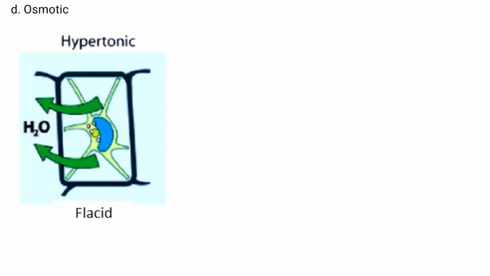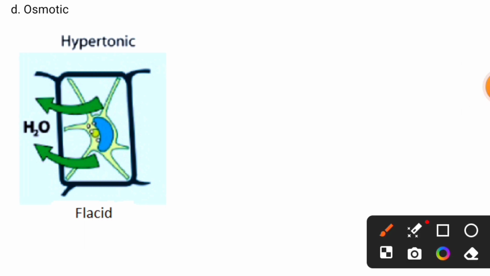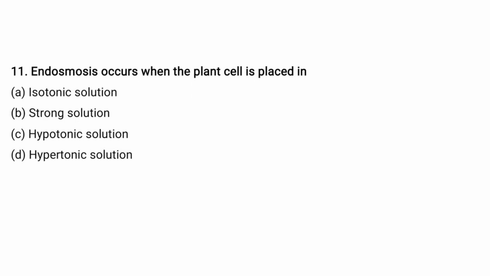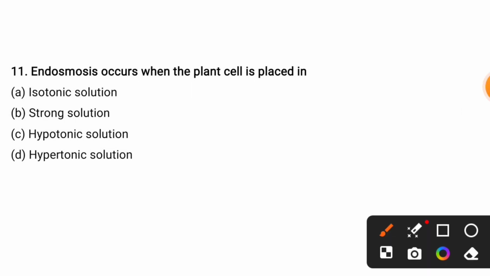If a cell is placed in hypertonic solution, hypertonic means what? High concentrated solution. So then what happens? Water diffuses out of the cell into outside. That's why this is called exosmosis. So let's see the answer for this question. Hypotonic solution is the correct answer. Let's see the next question.